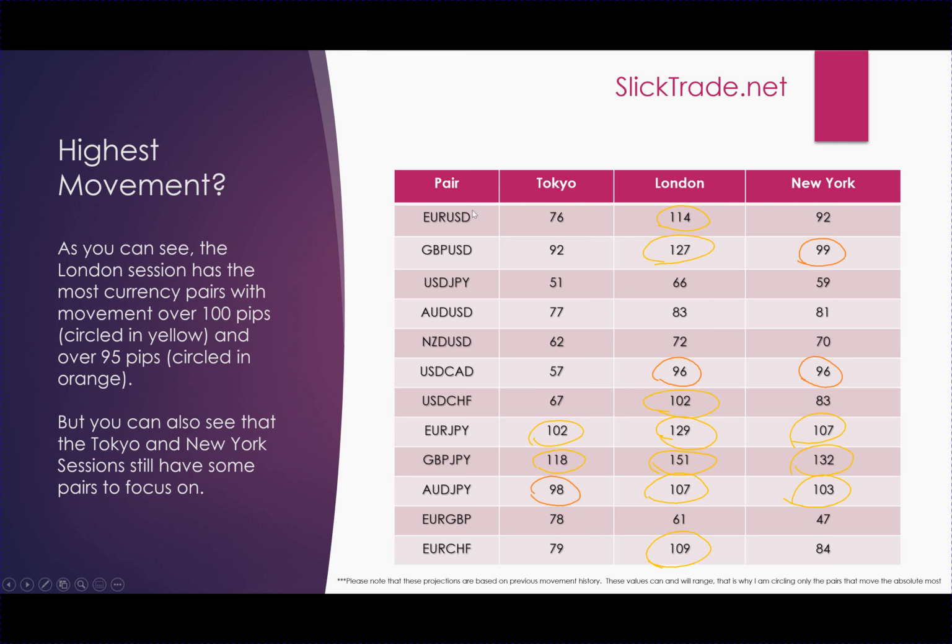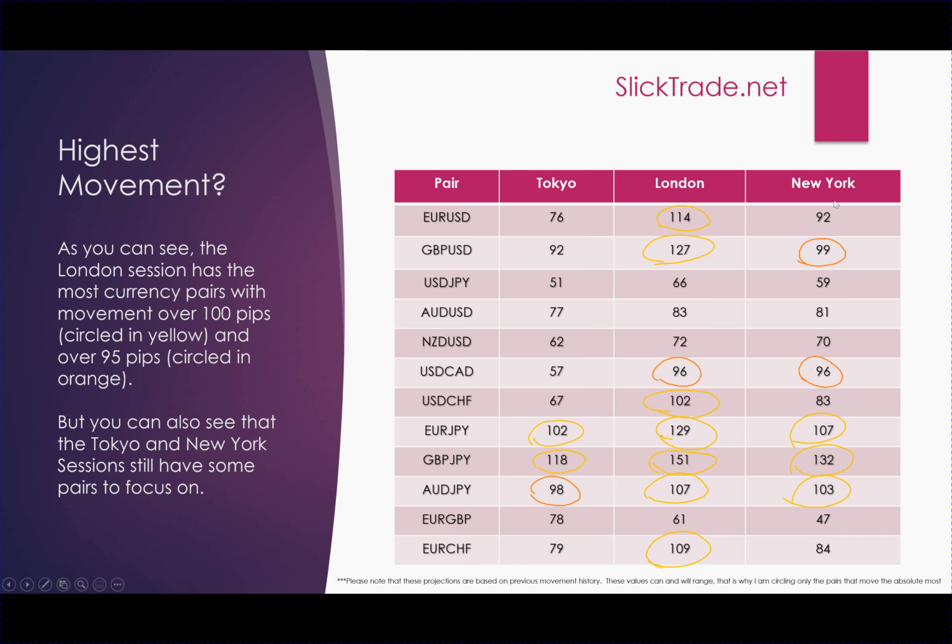London: the Euro, GBP USD, USD CHF, Euro JPY, GBP JPY, AUD JPY, and Euro CHF. Those are all over 100, and a close runner-up would be the USD CAD, which is 96.